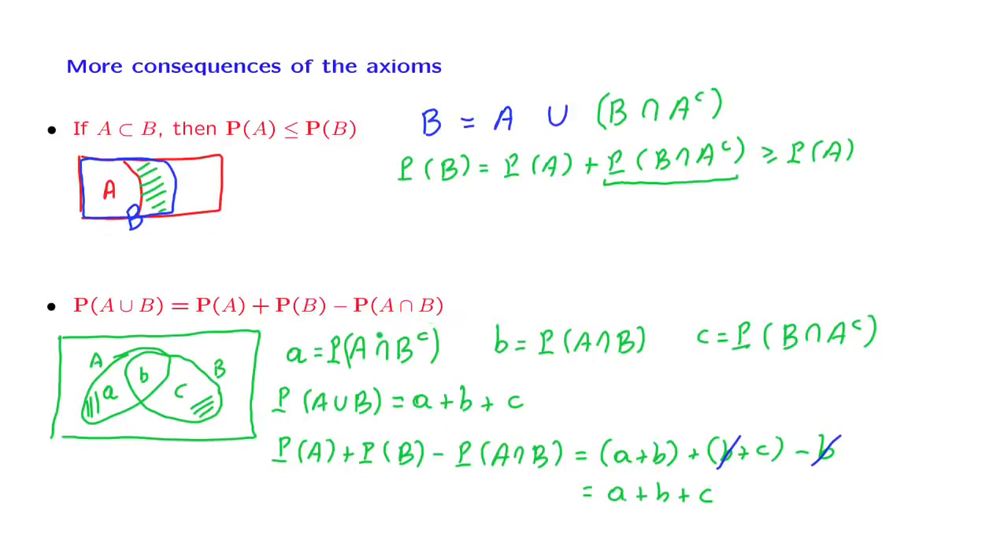One particular consequence of the equality that we derived is the following. Since this term here is always non-negative, this means that the probability of A union B is always less than or equal to the probability of A plus the probability of B. This inequality here is quite useful whenever we want to argue that a certain probability is smaller than something, and it has a name. It's called the union bound.